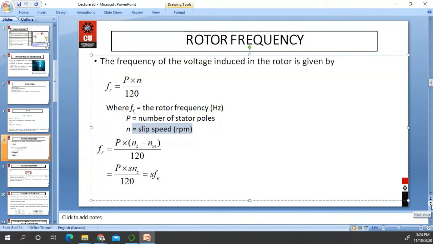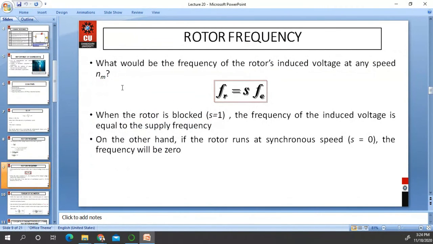Okay, next come to the next point. We have only 5 minutes left. So quickly see this rotor frequency. What would be the frequency of the rotor induced voltage at any speed? You can calculate it using this formula: Fr is equal to S into Fe.